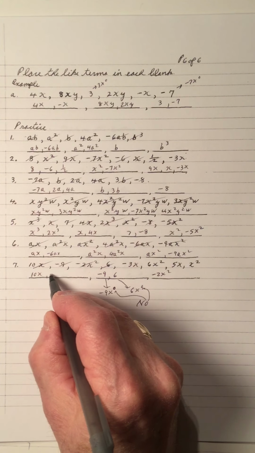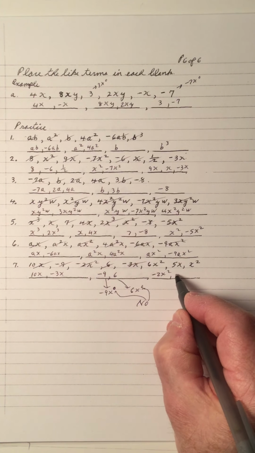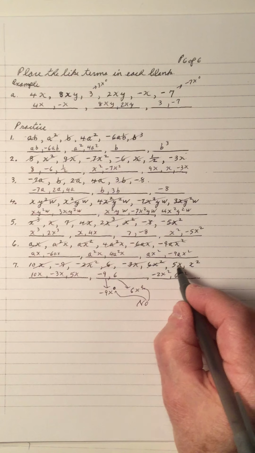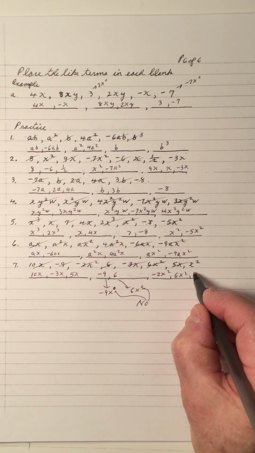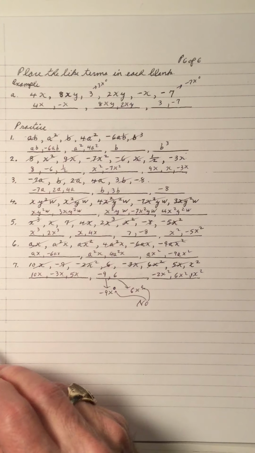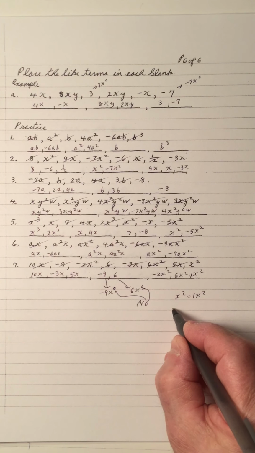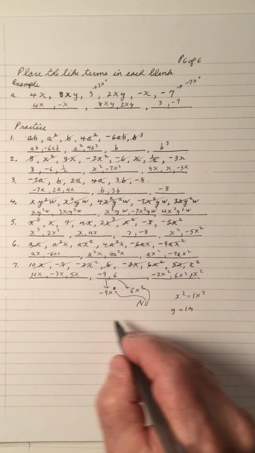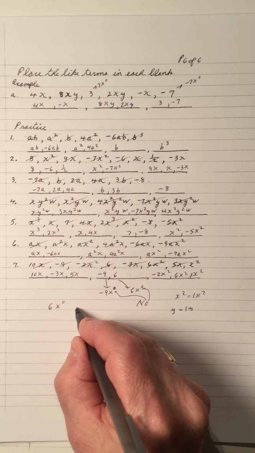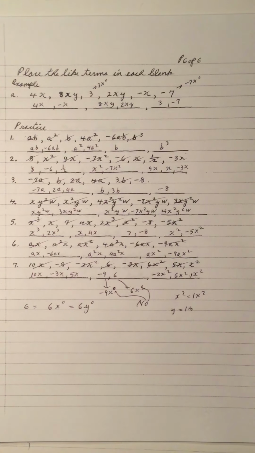Negative 3x goes with the 10x. 6x squared goes with the negative 2x squared. 5x goes over here. And x squared goes with the x squareds. And again, repeat, that's a 1 understood. Don't forget, x squared is 1 x squared. Y is 1y. And just a reminder, a 6 is what? 6x to the 0. Or a 6 could be, if you have a different variable, 6y to the 0.